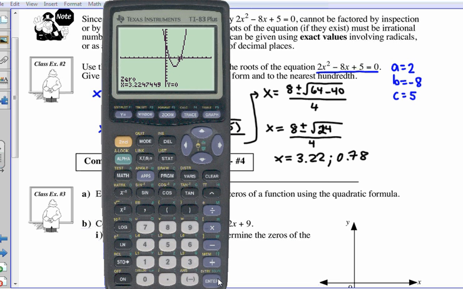If I asked you to use quadratic formula, then you have to use it. If it says algebraically, this is the algebraic way. If I say graphically, then you can use your calculator.